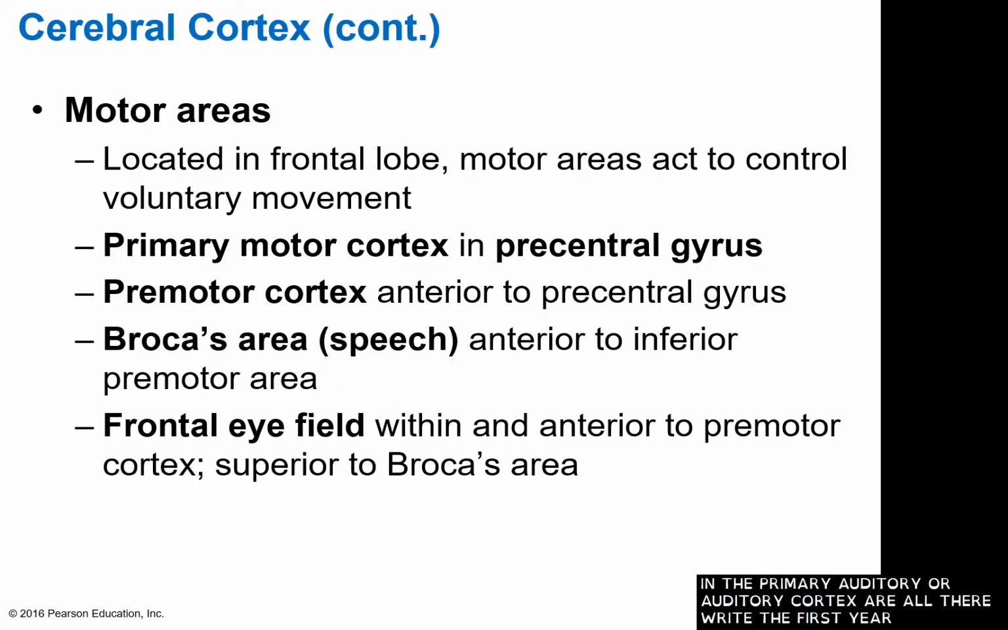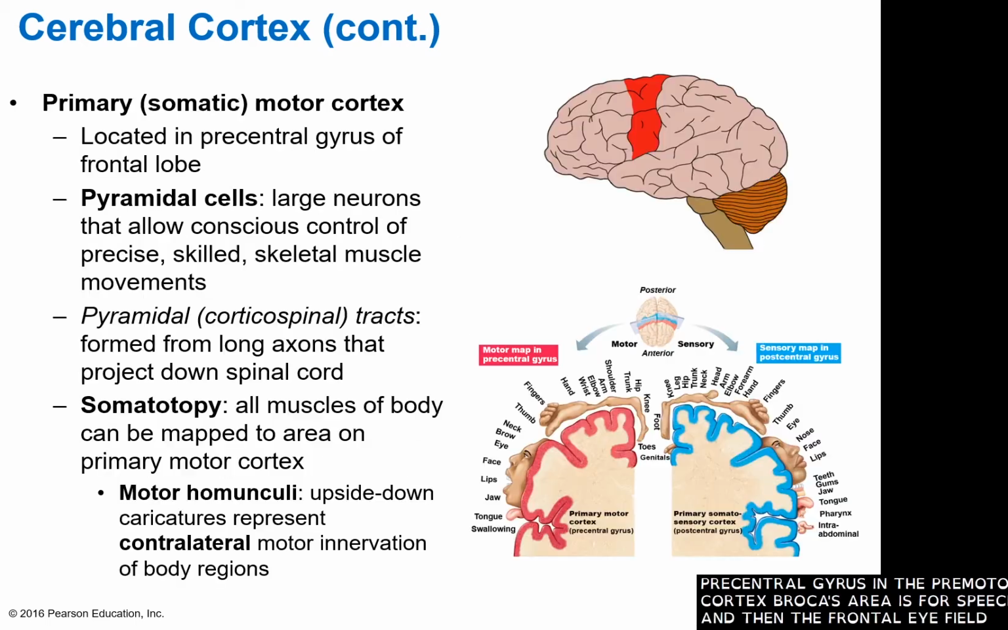All right, first here, we're going to talk about the motor areas in that primary motor cortex, which is known as the precentral gyrus. In the premotor cortex, Broca's area is for speech, and then the frontal eye field as well. So here, the primary motor cortex, again, outlined in red right here, located right in front of that central sulcus. Now, in this region, we have a special type of neuron called pyramidal cells. These are large neurons that allow conscious control of precise, skilled skeletal muscle movements. So think of the motor ones.